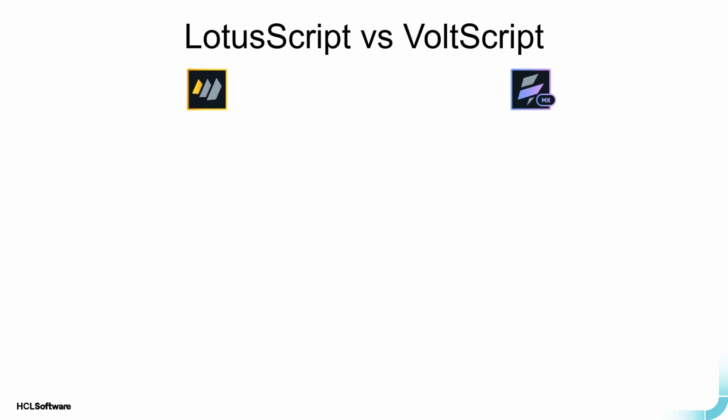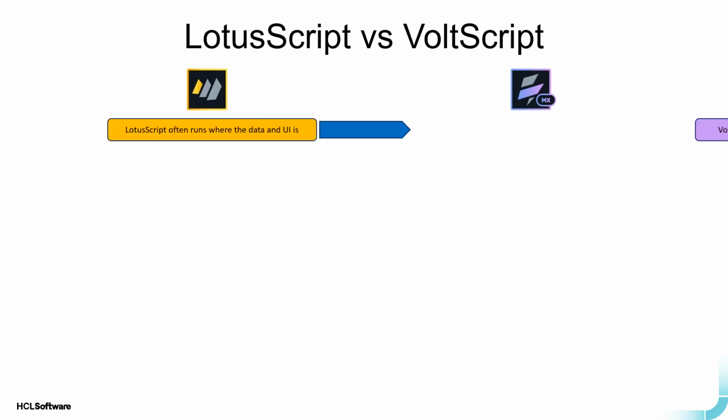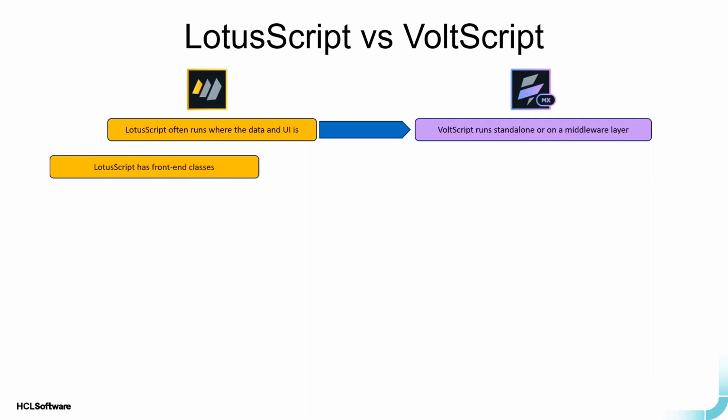Just some parallels and differences between LotusScript and VoltScript. First off, LotusScript typically runs where both the data and the UI are. VoltScript, because it's designed to run on Foundry, is separate from where the data is, and it's separate from where the UI is. It's important to bear those in mind when you're thinking about what code you would write and how you would interact with both the user and the data.